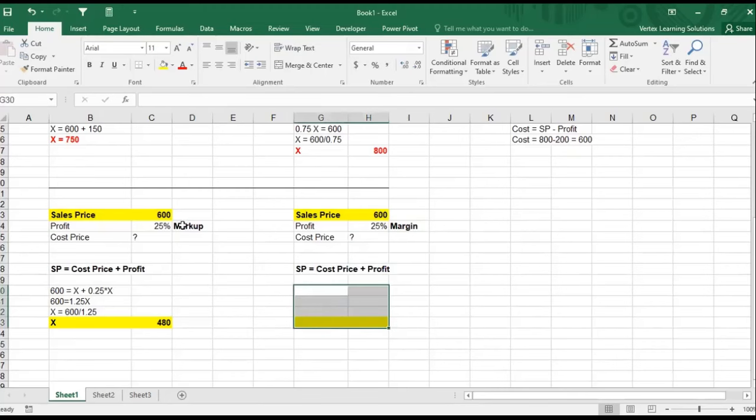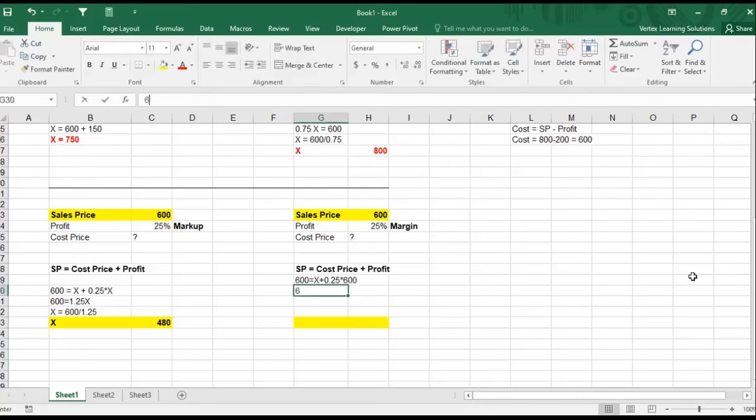So here it was markup. Now I'm saying that selling price is 600 and there is a 25% margin. Find out the cost price. How do you do that? You will say selling price 600 is equal to cost price, which I do not know, plus profit, which is 0.25, and profit is 25% margin. Margin means 25% of the selling price, and 25% of the selling price means 25% of 600.